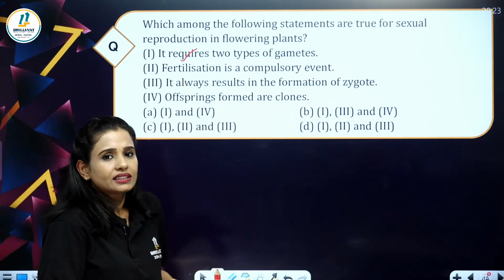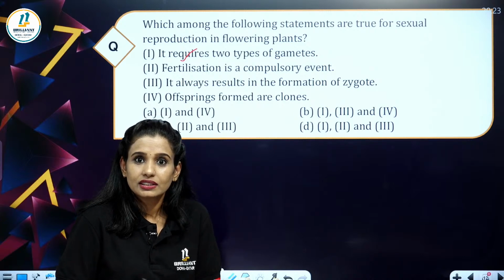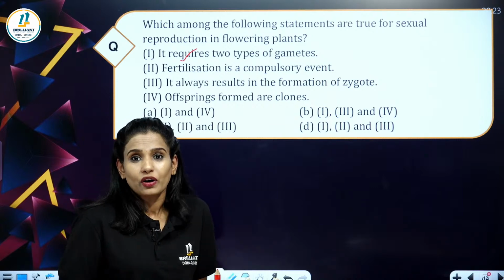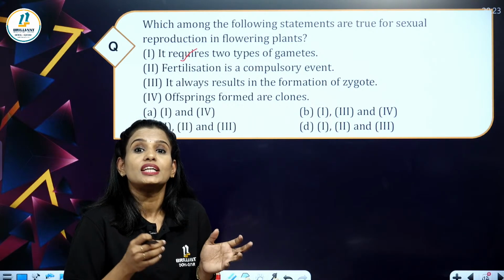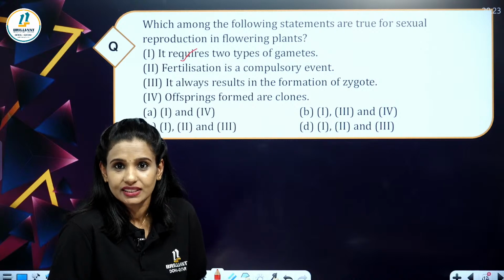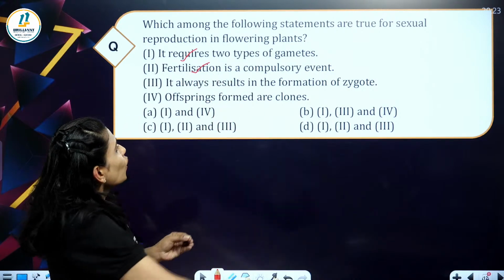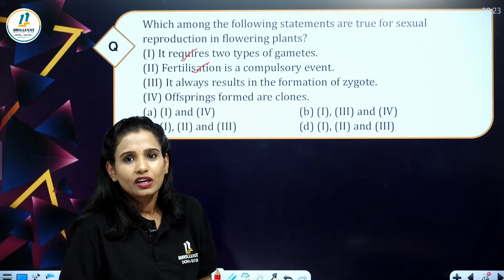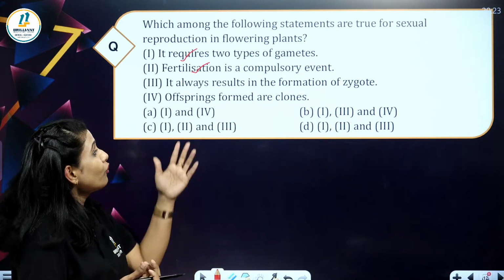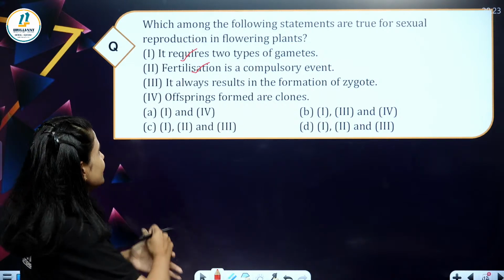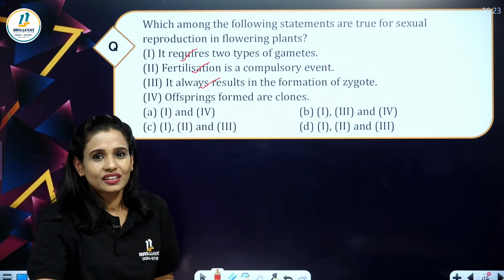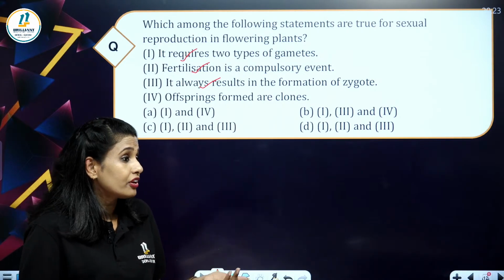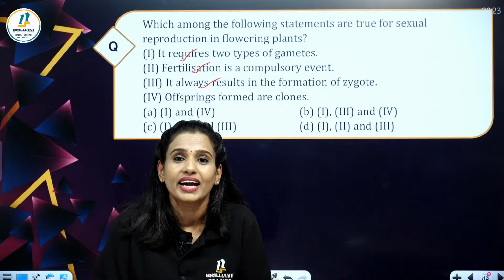Fertilization is a compulsory event. Yes, that is also correct. In flowering plants, for reproduction, fertilization is a compulsory event. It always results in the formation of zygote. Yes, that is also correct. After fertilization, what will be formed? Zygote will be formed, right?